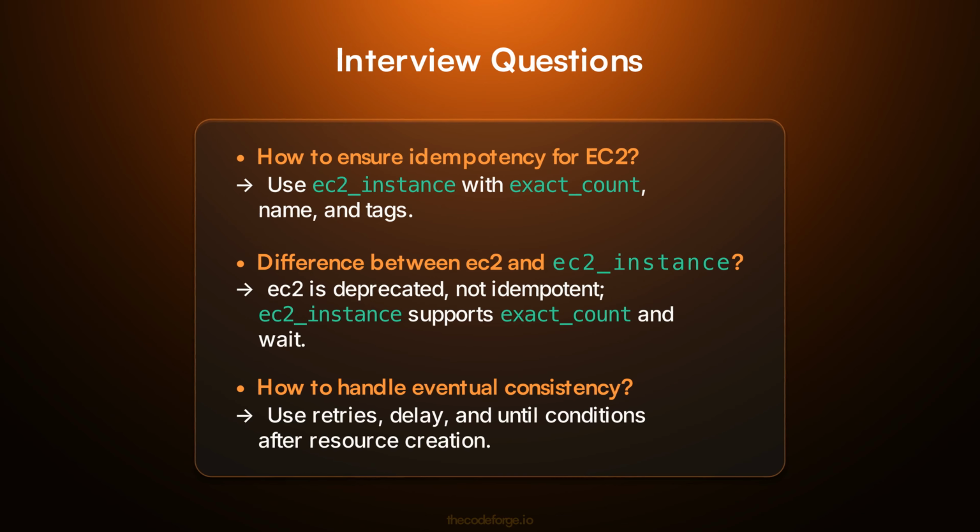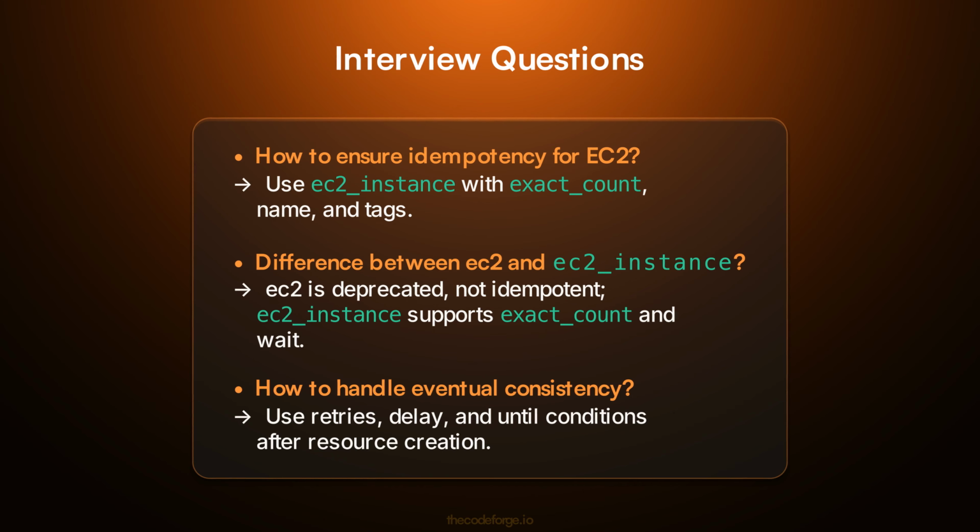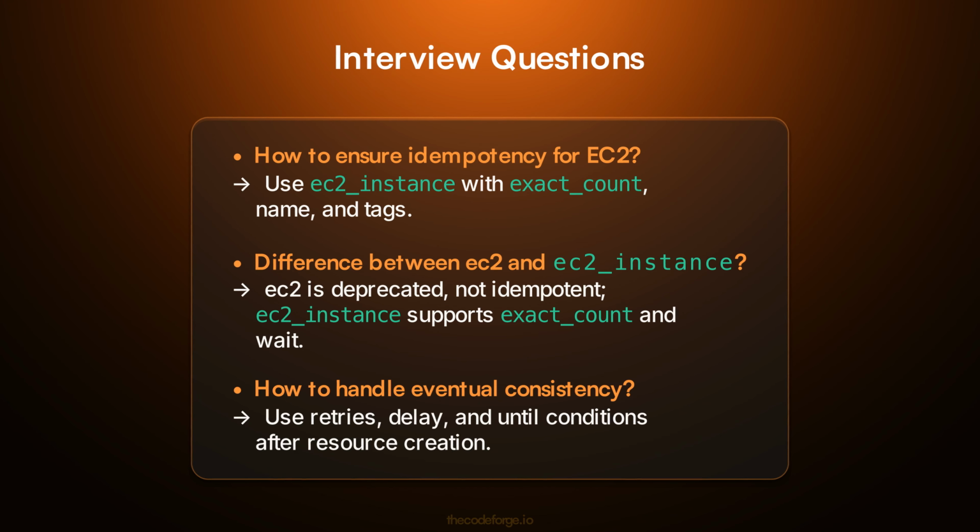Let's run through some common interview questions. How to ensure idempotency for Elastic Compute Cloud? Use EC2 instance with exact count, name, and tags. Difference between Elastic Compute Cloud and EC2 instance? Elastic Compute Cloud is deprecated, not idempotent. EC2 instance supports exact count and wait. How to handle eventual consistency? Use retries, delay, and until conditions after resource creation.